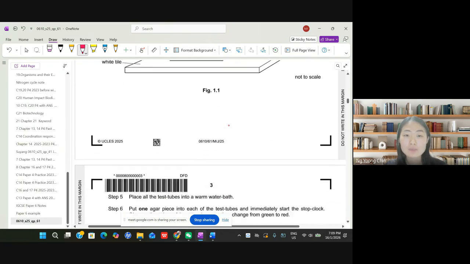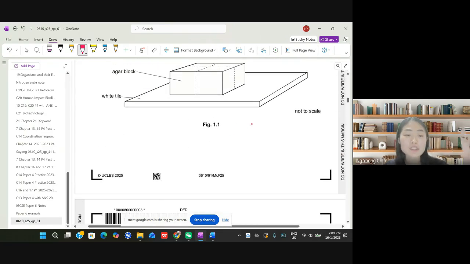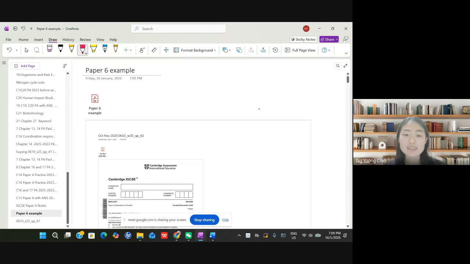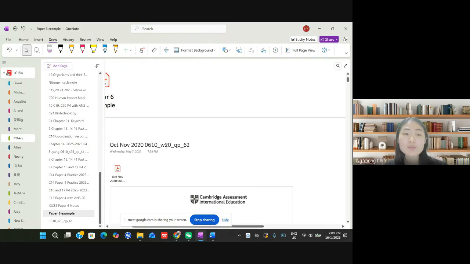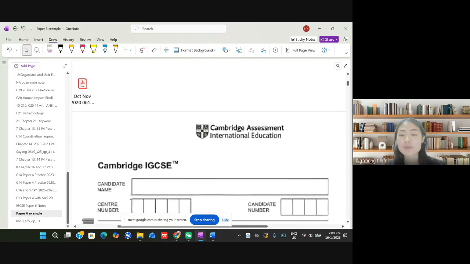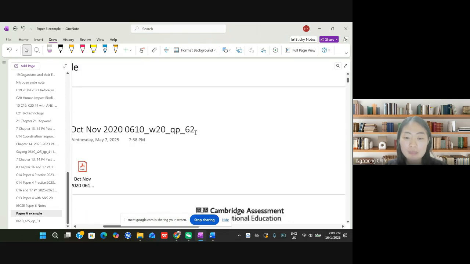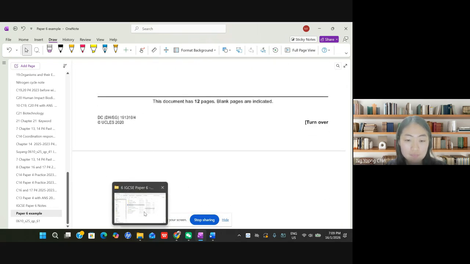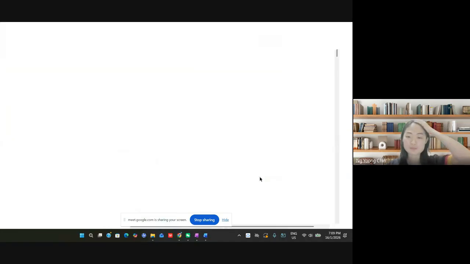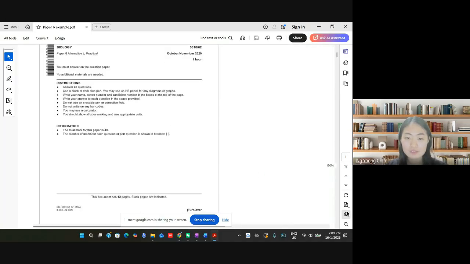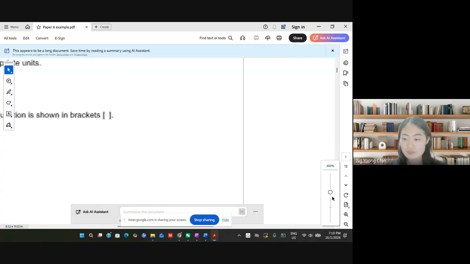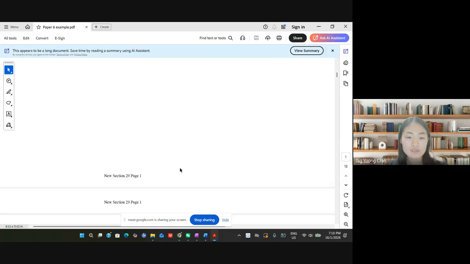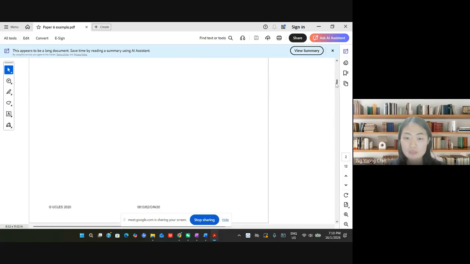Let me go through it. You need some calculation. Let me show you the actual one, with the answers already attached, so it will be better for you. You can open this one, the paper 6 example. Because I'm opening it this way it's a bit blurry, so I'd better open it like this. You can open this document. So this is the page.